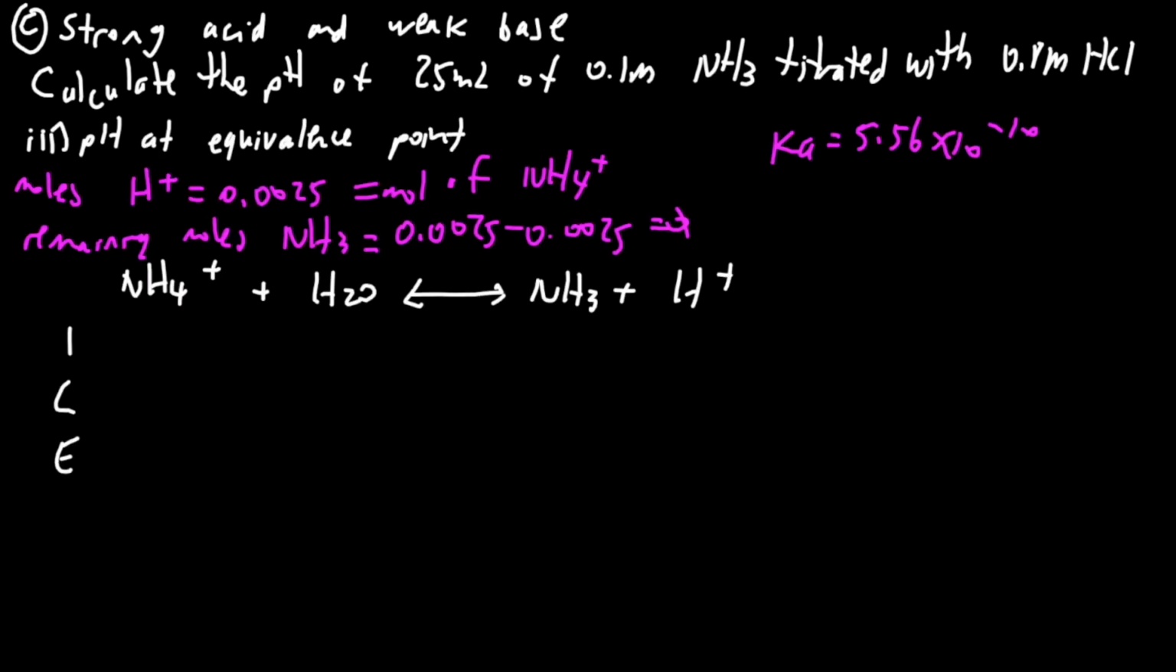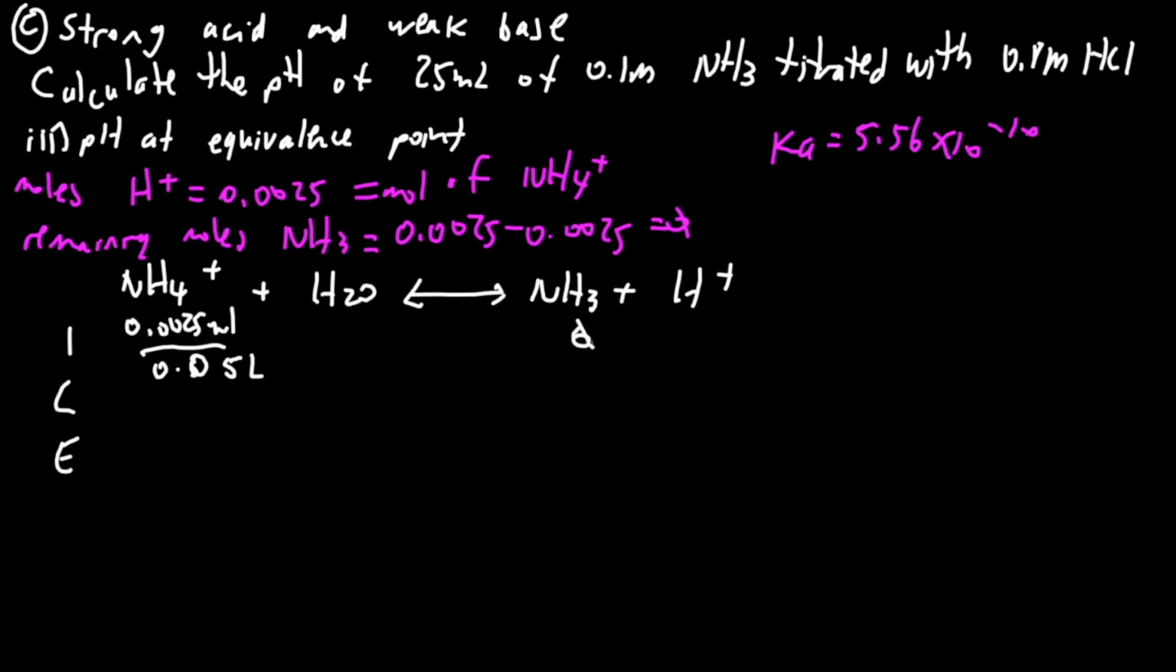Next, we are going to calculate the pH at the equivalence point. This means that the moles of acid and the moles of base are equal. So the remaining moles of NH3 are going to be 0 because they would have neutralized. So moles of NH4 plus is going to be 0.0025 moles. And our total volume now has to be 50 milliliters because we've added another 25 milliliters, so we have 0.05 liters.